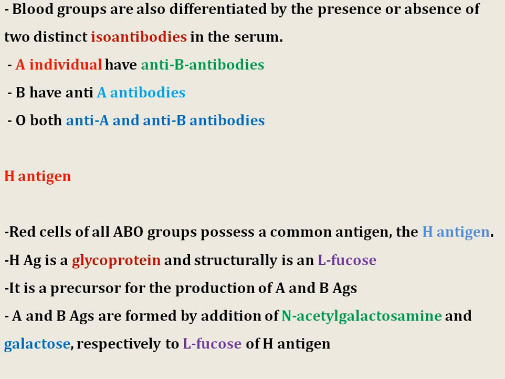So the Bombay blood group rarely occurs. Both A and B antigens as well as H antigens are absent in that particular individual's blood, but it contains anti-A antibodies, anti-B antibodies, and anti-H antibodies in their serum. So this is one peculiar type, the Bombay blood group.